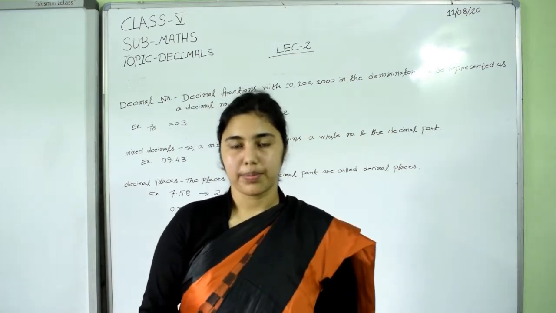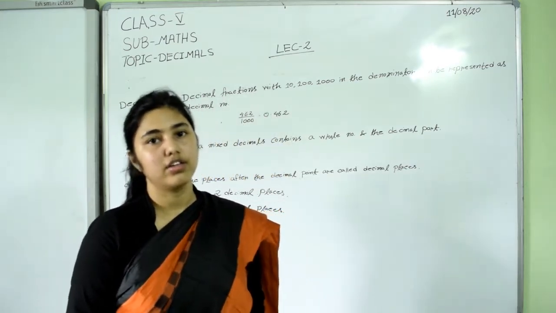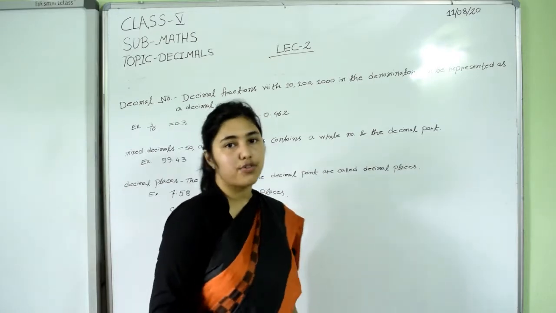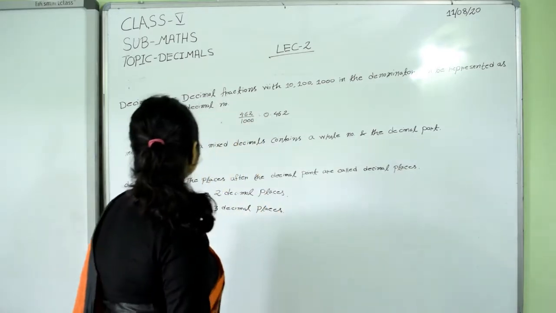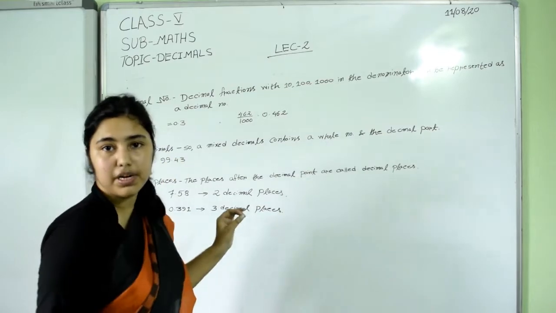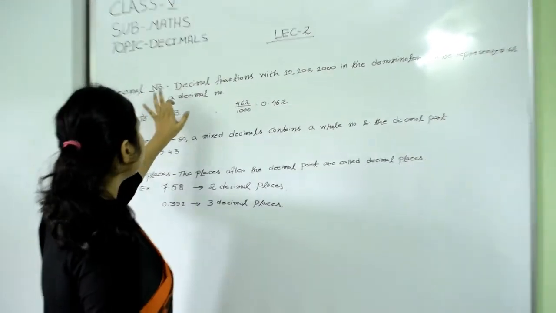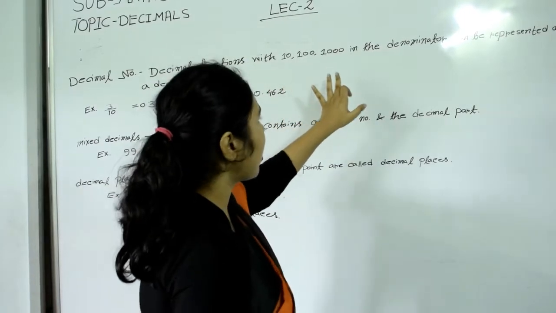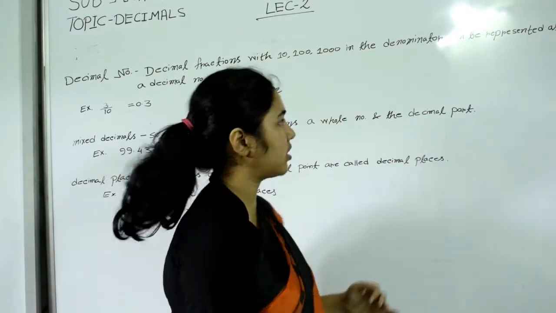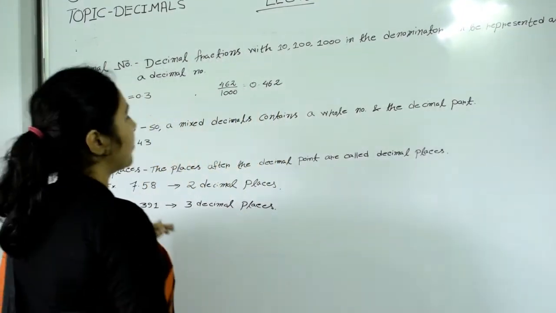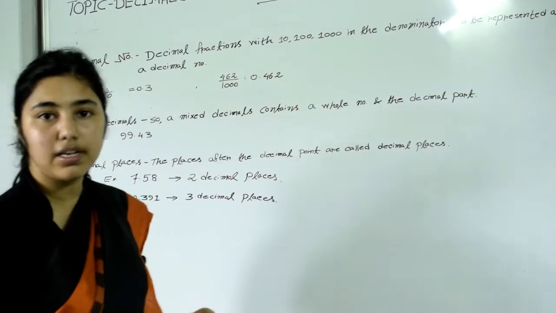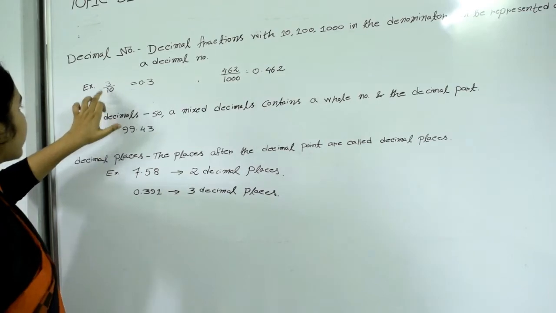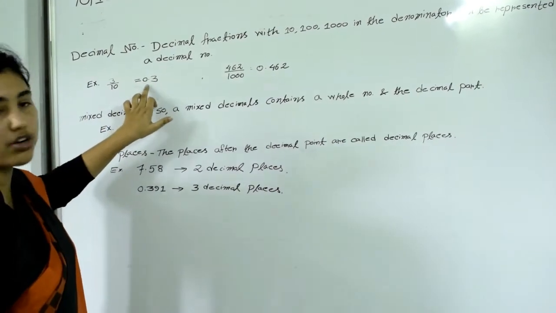We are doing the chapter decimals, right? So first, let us discuss some important points from our previous class. What is a decimal number? Decimal fractions with 10, 100, 1000 in the denominator can be represented as a decimal number. For example, we can write 3 by 10 as 0.3.